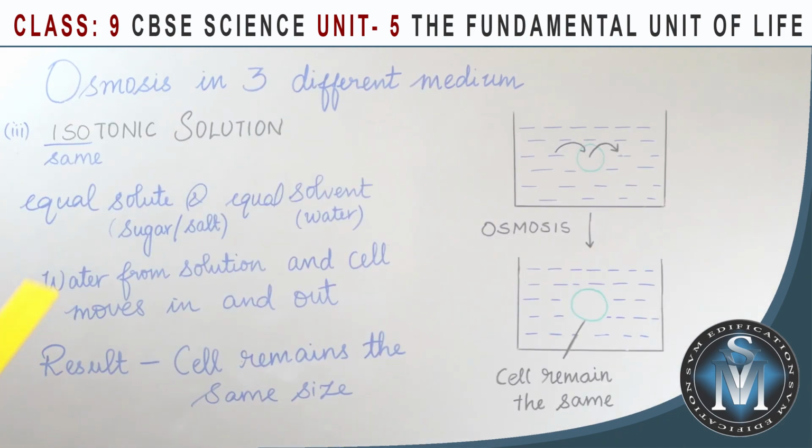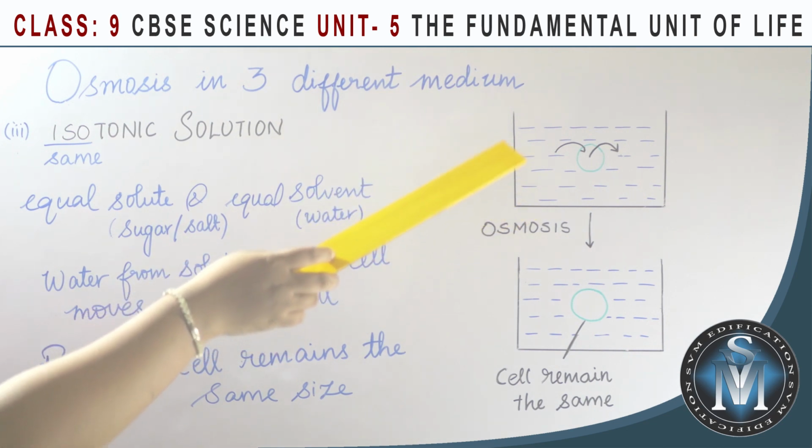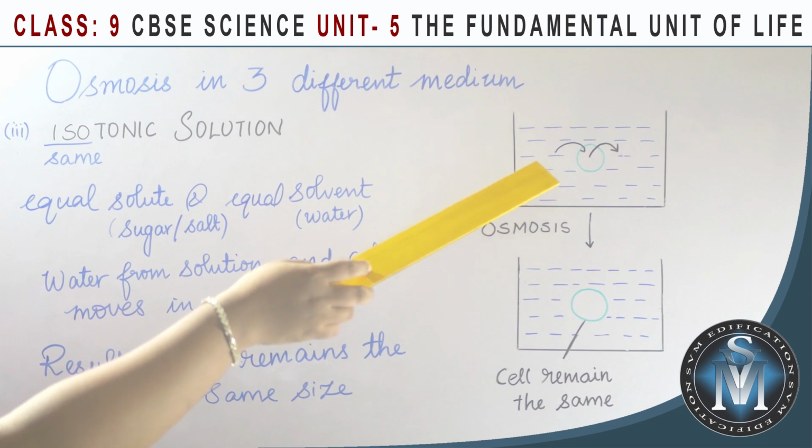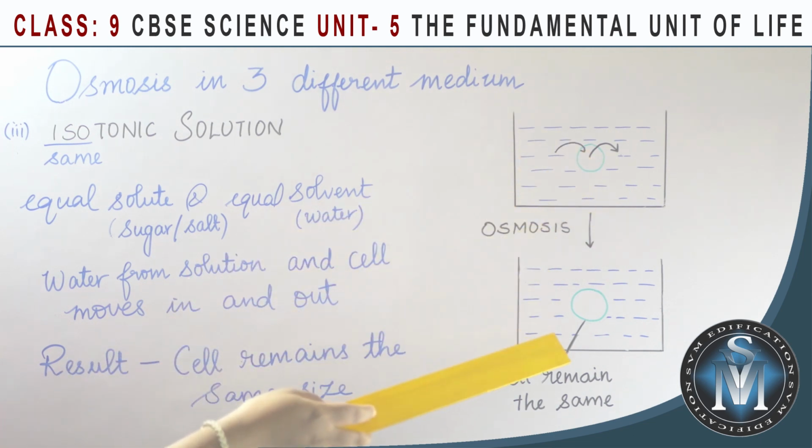The third medium that we are going to take under consideration is isotonic solution. Iso means same. So here the solution contains an equal amount of solute and solvent, and so the water concentration in the cell and in the beaker remains the same. So an equal amount of water moves in and out of the cell. So as a result of osmosis, here the cell remains the same size.